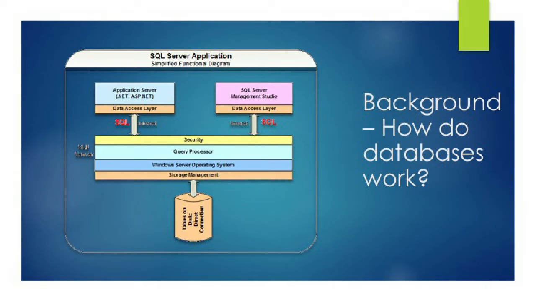How do databases work? Data and applications are stored on a hard drive or a series of hard drives or other media such as a cloud. All of this storage is managed by the operating system. The operating system, which is Windows in this diagram, handles all of the low-level tasks associated with running applications as well as managing storage. SQL Server runs on top of Windows.